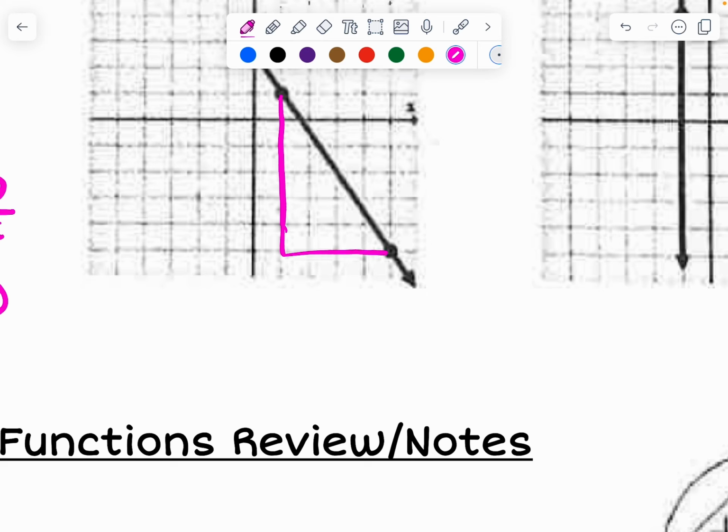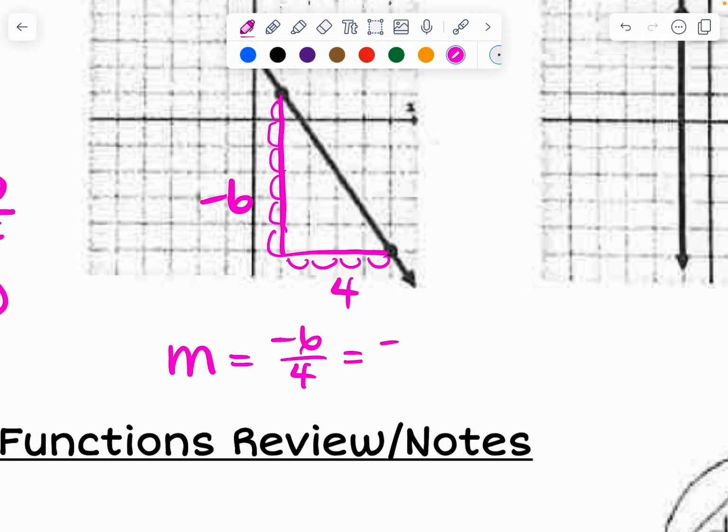Okay, this is going down. 1, 2, 3, 4, 5, 6. It went 6 down. 1, 2, 3, 4. It went 4 over. So my slope is negative 6 over 4. I simplify my fraction and I get negative 3 over 2.